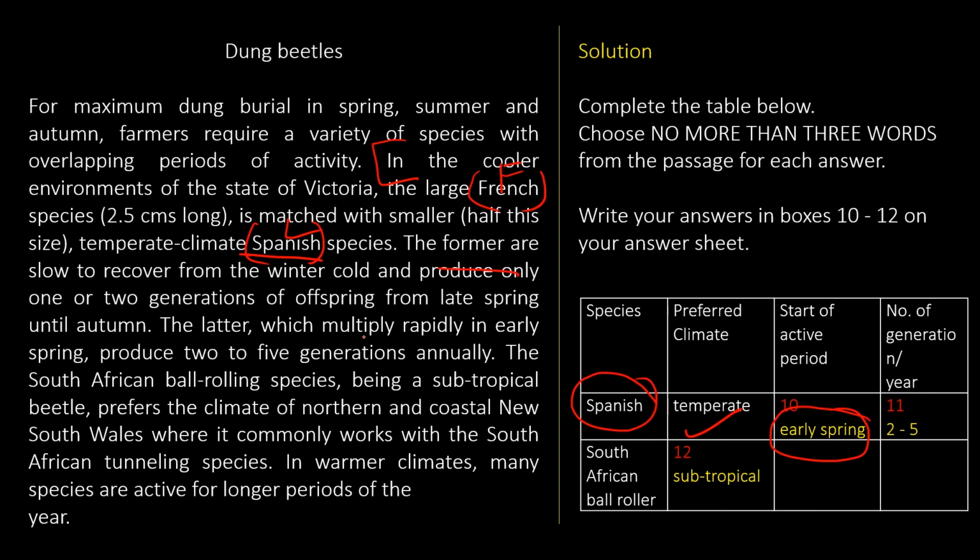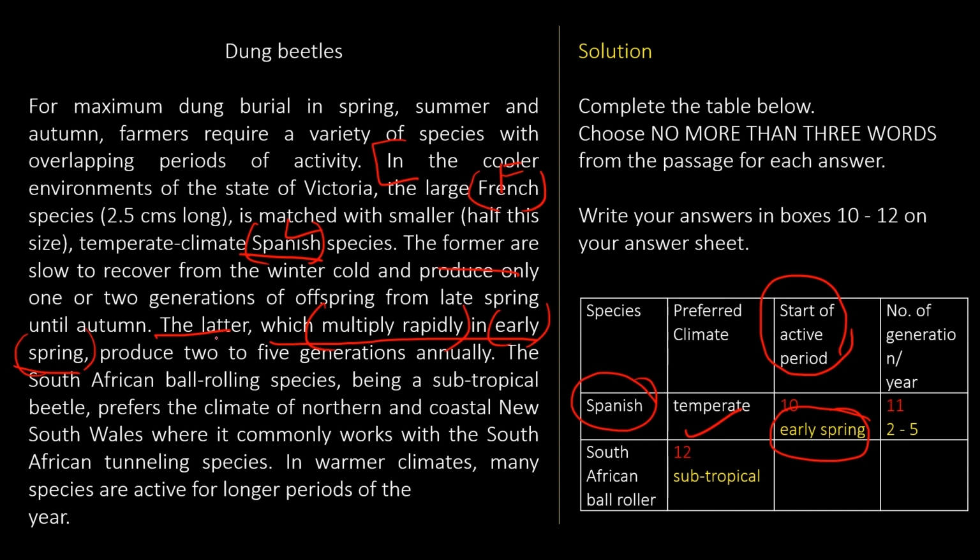The latter, which multiply rapidly in early spring, produce 2 to 5 generations annually. Now if you look here, there are 2 answers given so quickly you can miss them. The latter, which is Spanish, which multiply rapidly in early spring. Active period, multiply rapidly. Clear? The synonym they have changed. I mean, they have changed some words to distract you. When do they multiply? When do they have active period? Early spring. And there we have the answer.